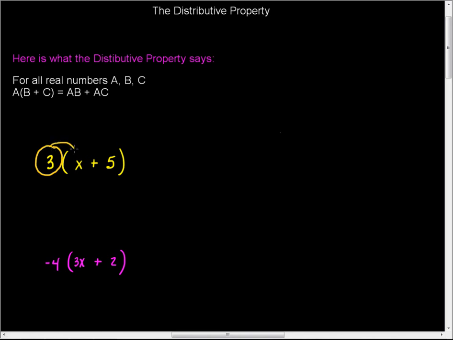And then I'm going to draw lines, and these lines are simply going to point to what I'm going to distribute to. So 3 times the quantity x plus 5 becomes 3 times x plus 3 times 5. Well, this becomes 3x plus 15, and that's our answer. And that's all it is. That's the distributive property. Now, it works for all kinds of different numbers. In fact, it works for all real numbers.